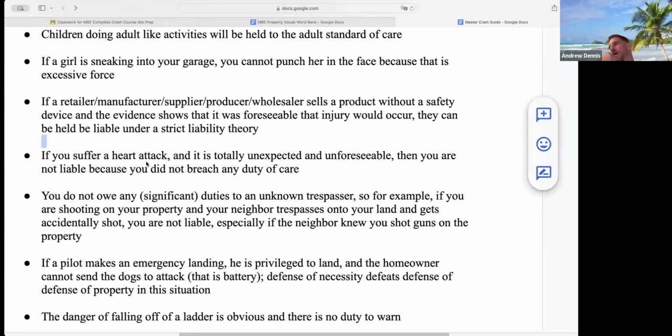So this is the negligence per se one. There's a statute that says if you go across the median, you're liable. Tommy has a heart attack and goes across the median. Is he liable? The answer is no, because he had a heart attack. He didn't breach any duty of care.